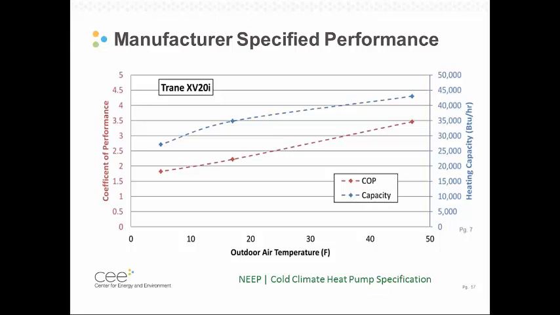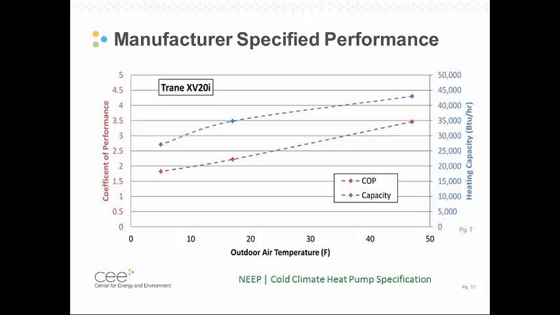And so you can see here, we're looking at both the capacity, or the amount of BTUs delivered to the home from the system, in the blue, as well as the coefficient of performance, which is a measurement of the energy delivered to the energy needed to transfer that around the home, in red. And so what you can see here is that we've got 3 points versus each of those specifications at different outdoor air temperatures.